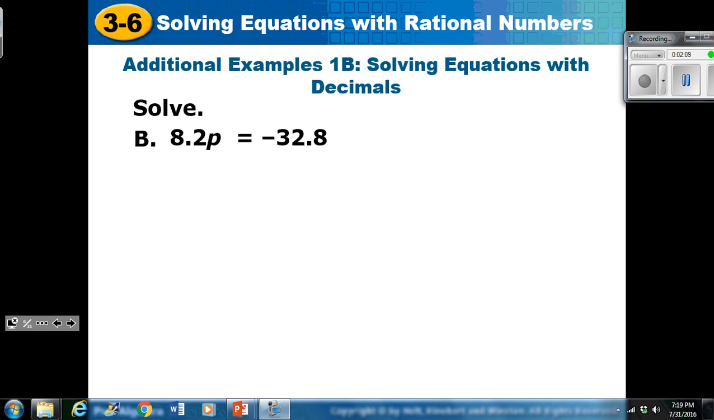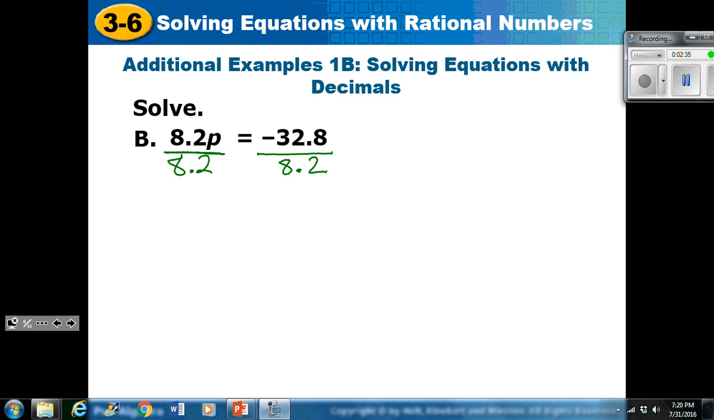Here's our next example, 8.2p equals negative 32.8. When your variable is right next to a number, that means multiplication has taken place. P has been multiplied by 8.2, so to get rid of the 8.2, we need to divide by 8.2, and that's how we show it. We put that under a fraction line. You need to do the same thing to both sides.